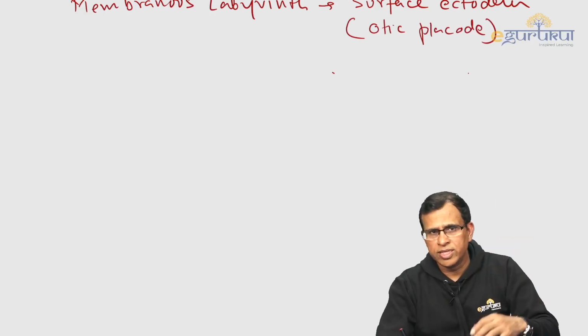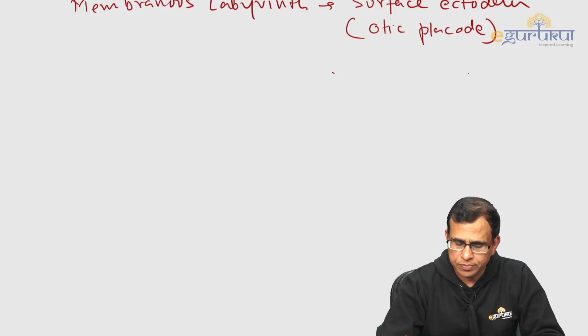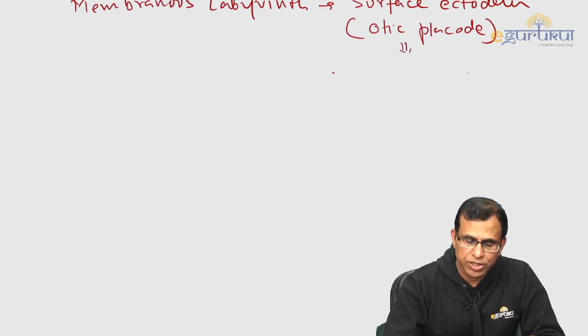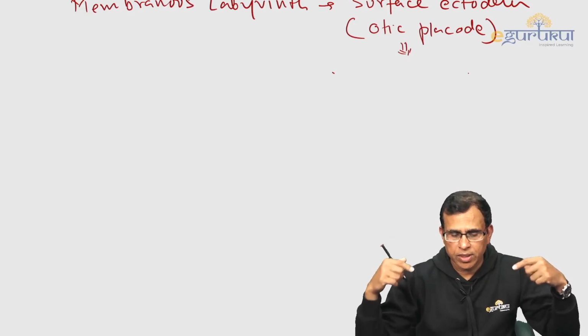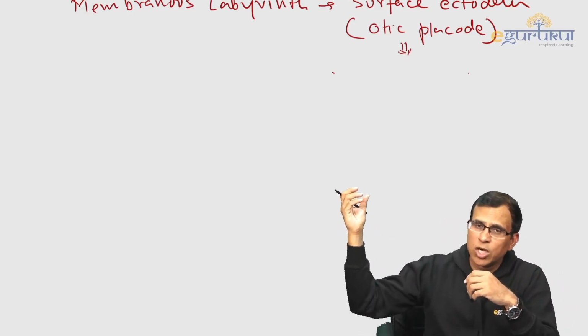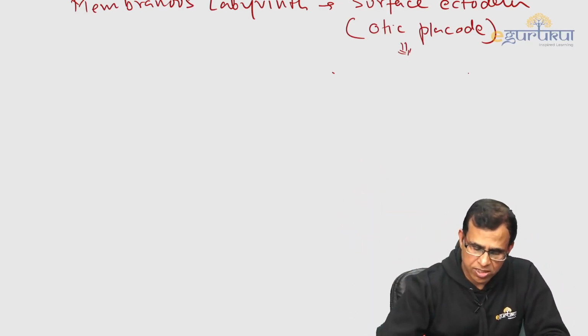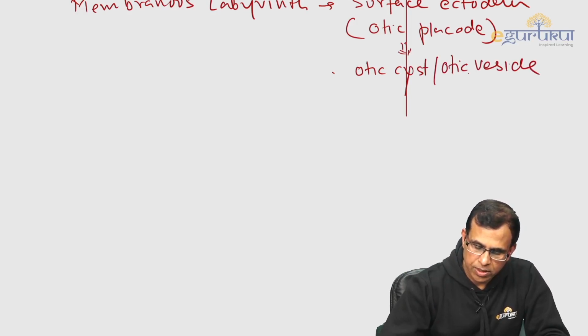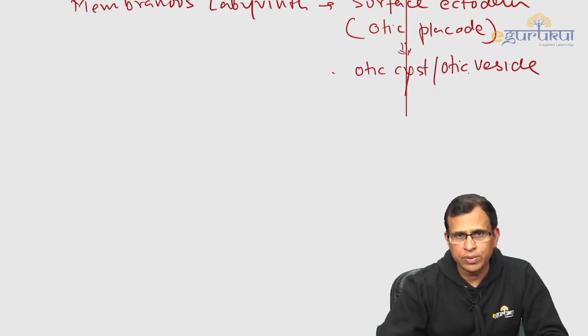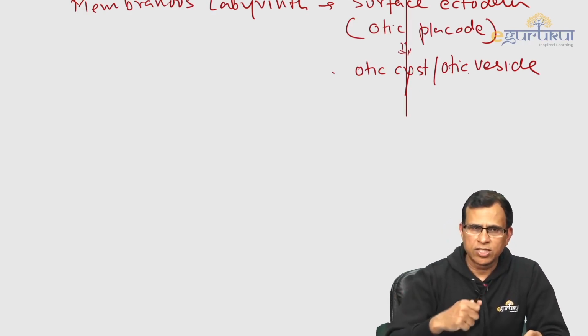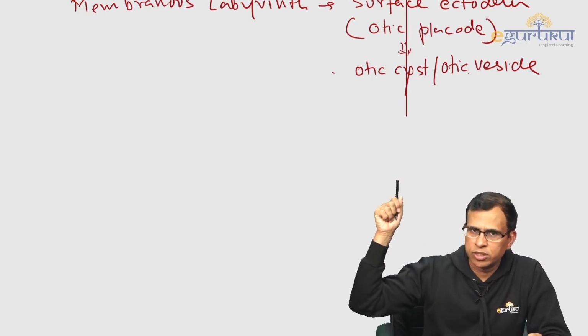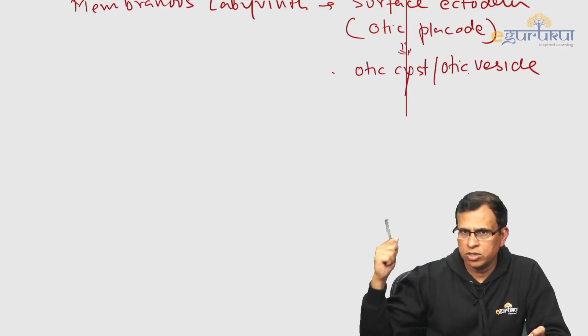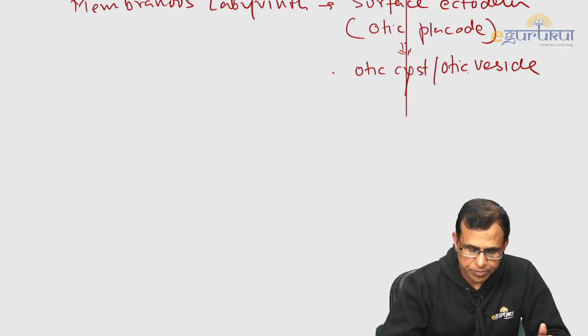Otic tells us it's going to develop into the ear. Gradually this depression keeps on deepening, and then it breaks away from the surface and forms a cyst called the otic cyst or otic vesicle. The whole labyrinth develops from this structure. So, if I ask you the membranous labyrinth develops from which structure, you can say surface ectoderm or otic placode or otic cyst, otic vesicle, it is all the same thing.